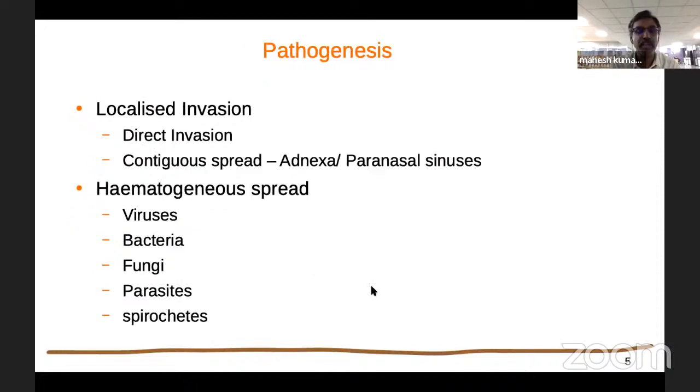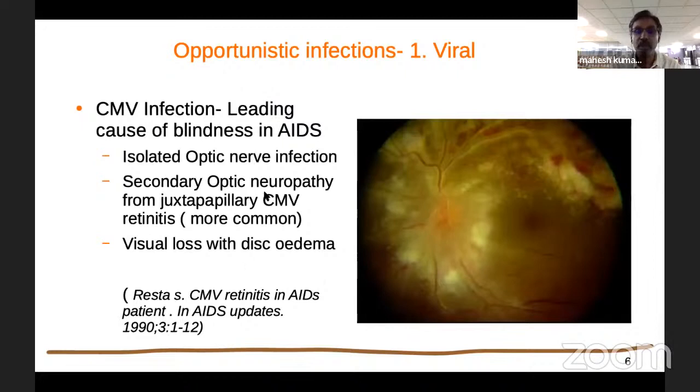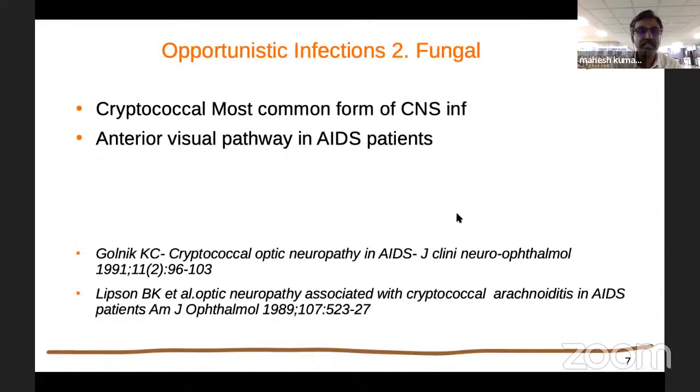The modes of invasion could be a localized invasion by direct or contiguous spread from the adnexa, pharynx and sinuses. Hematogenous spread can occur in viruses, bacteria, fungi, parasites, as well as spirochetes. Example one is an opportunistic infection. In case of virus, CMV infection is one of the more common infections in the immunocompromised host, and secondary optic neuropathy from juxtapapillary CMV retinitis is a more common mode of infection of the optic nerve. In other instances, cryptococcal infection is more common in the CNS, which also can cause anterior visual pathway involvement in AIDS patients.